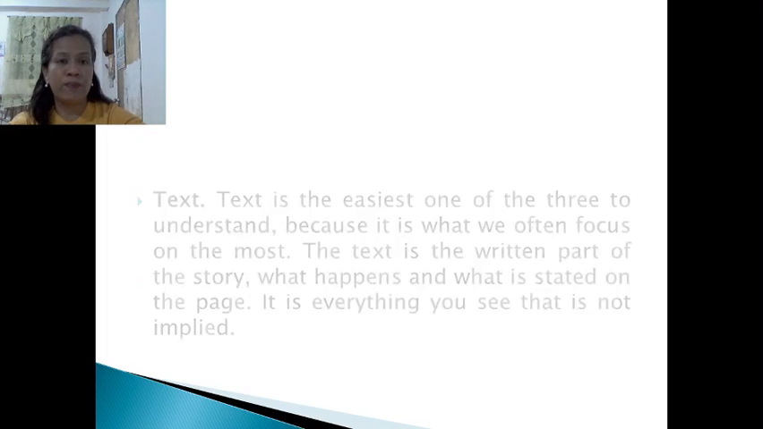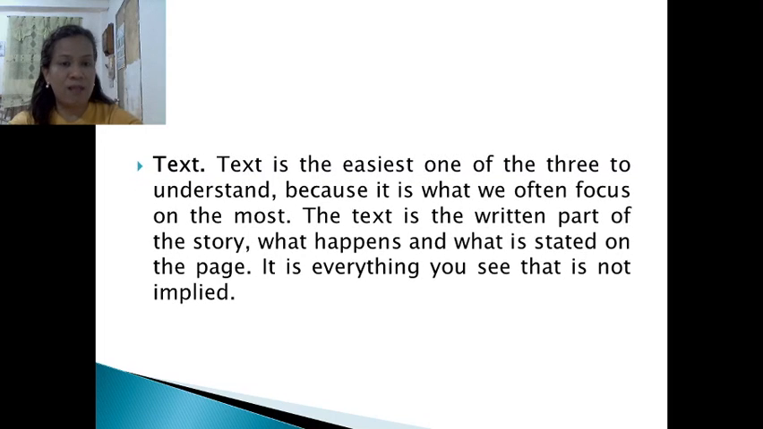The text itself is the easiest one of the three to understand because it is what we often focus on the most. The text is the written part of the story, what happens and what is stated on the page. It is everything you see that is not implied.